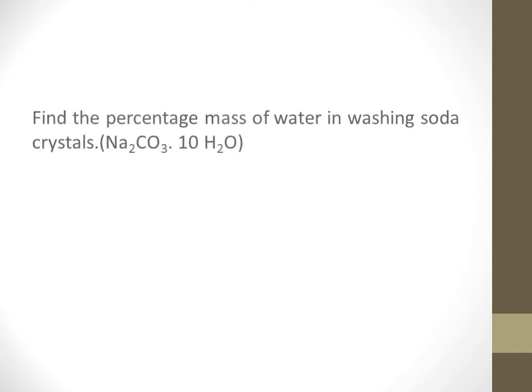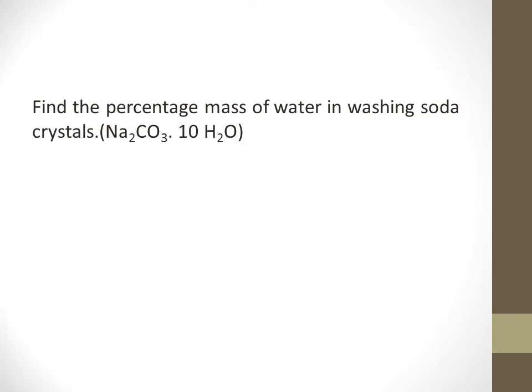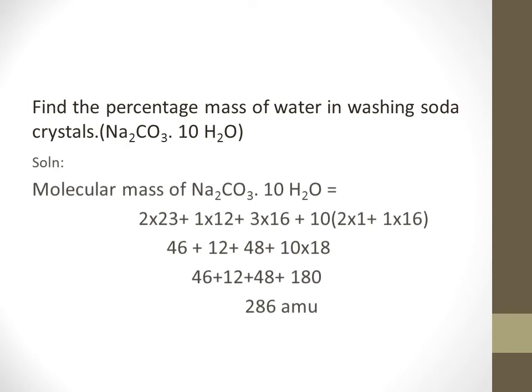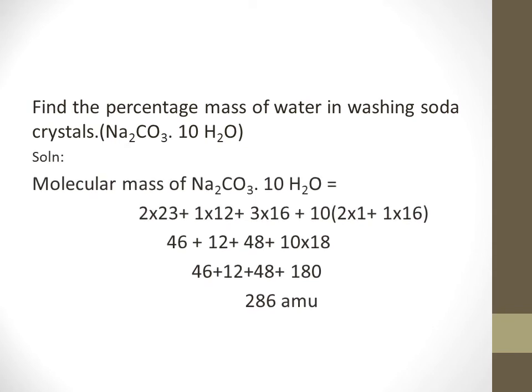Let us solve one more problem. Here you have the question. Find the percentage mass of water in washing soda crystals. It's Na2CO3.10H2O. Yesterday itself I told you this 10H2O is known as the water of crystallization. So we have to find the mass of water of crystallization in washing soda crystals. Let us solve this. What is the first step? We have to find the molecular mass of sodium carbonate.